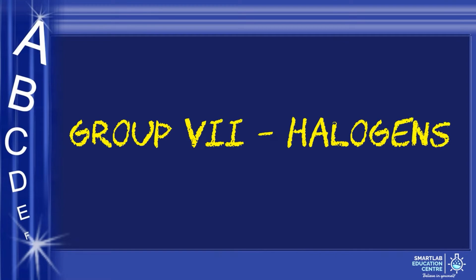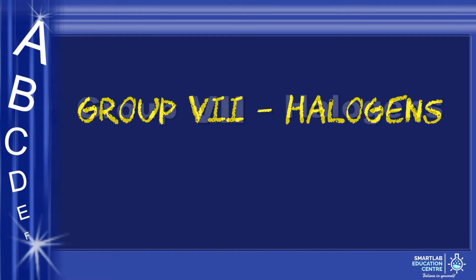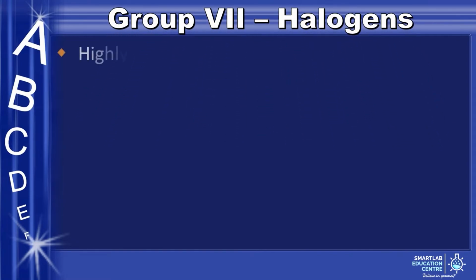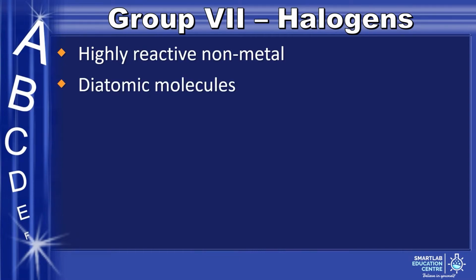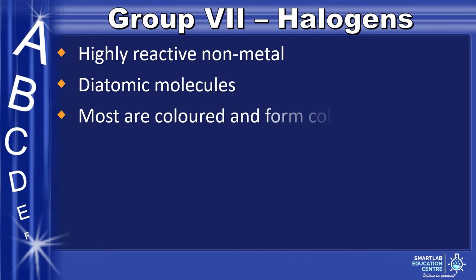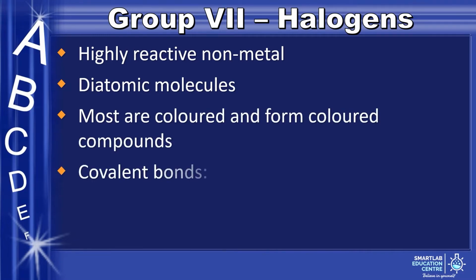Group 7 halogens. Halogens are highly reactive nonmetals, and are diatomic molecules. Most of them are colored and form colored compounds, and since they have covalent bonds, they have low melting and boiling points, and do not conduct electricity.